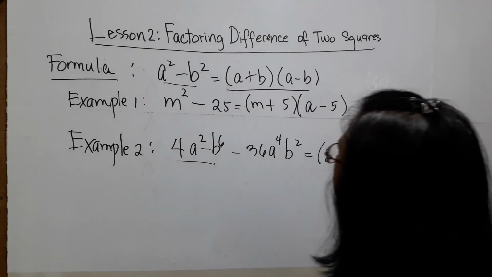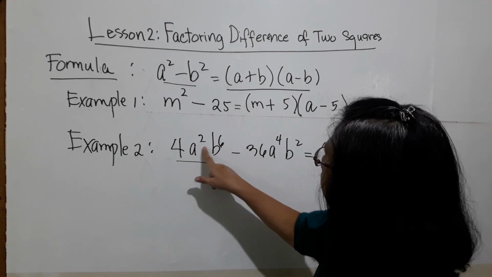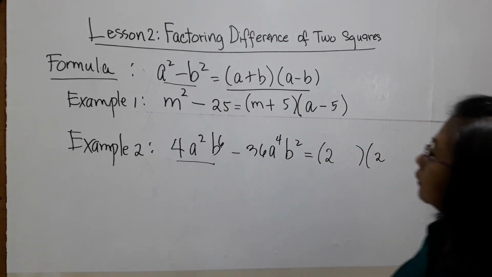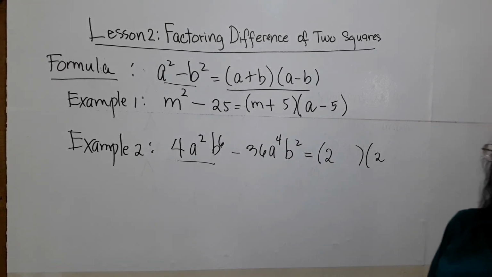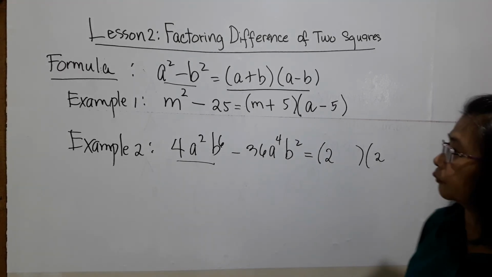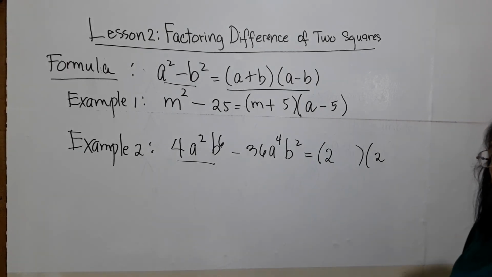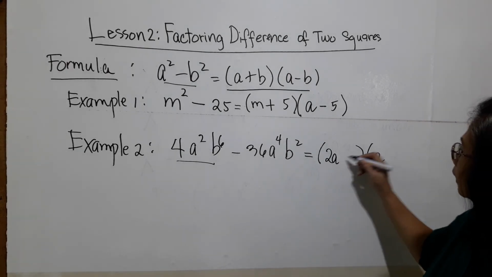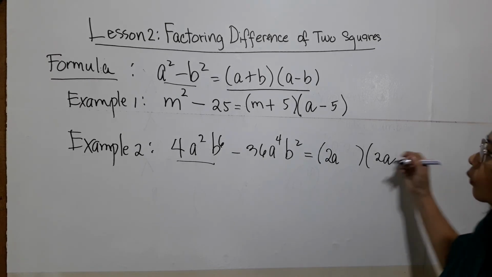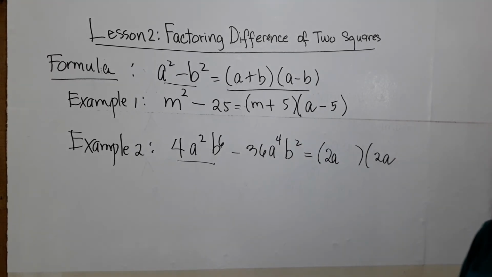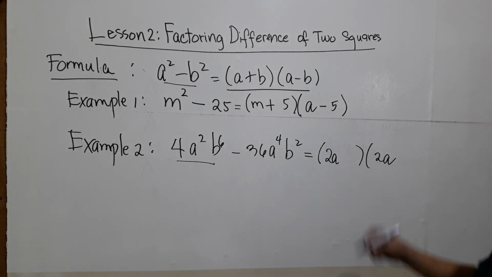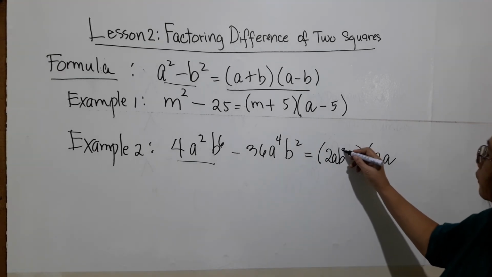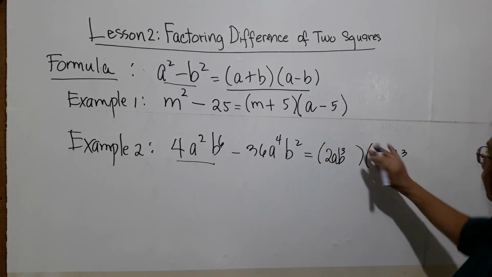By the way, I should erase this one. Sorry, there should be no minus sign there. What about a squared? What variable multiplied to itself will give you a squared? It is a. So you write a here, write a here. What about b to the 6th? What literal coefficient multiplied to itself corresponds to b to the 6th? It is b cubed. B cubed. Okay?